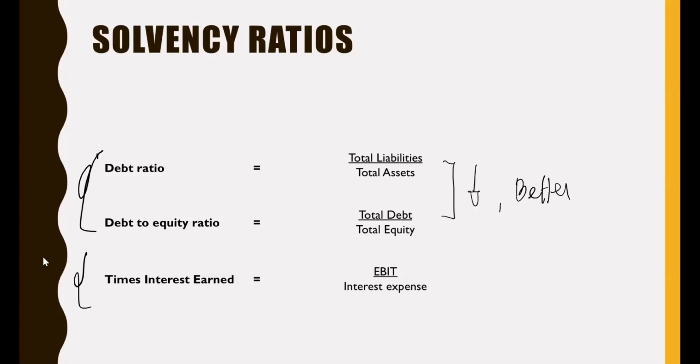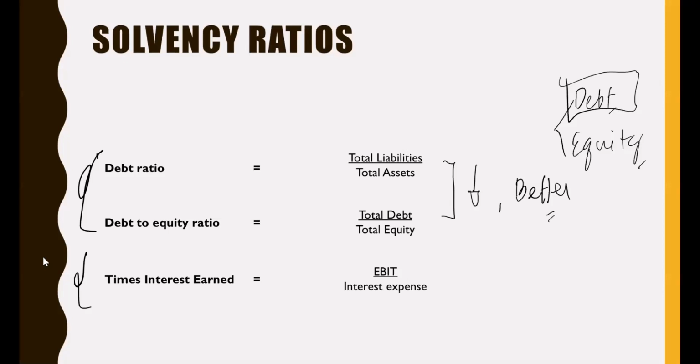Kasi diba there are two sources of funds. So we have debt and equity. Okay? So it's just a measure of the composition of our finances. So saan ba galing yung total assets? Is it financed by debt? Is it financed by equity? Yun. So of course, sabi ko nga, the presence of debt adds risk to the company. So it puts the company in an insolvency risk. Okay? So the lower the debt ratio and debt to equity ratio, the better.